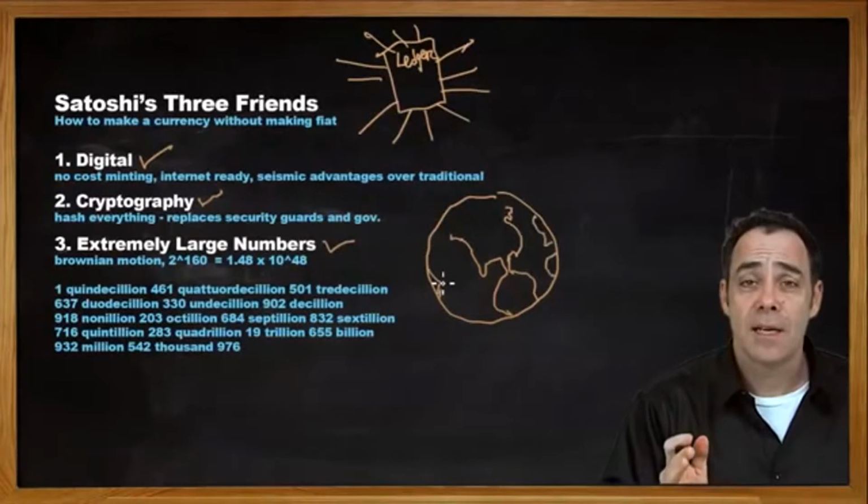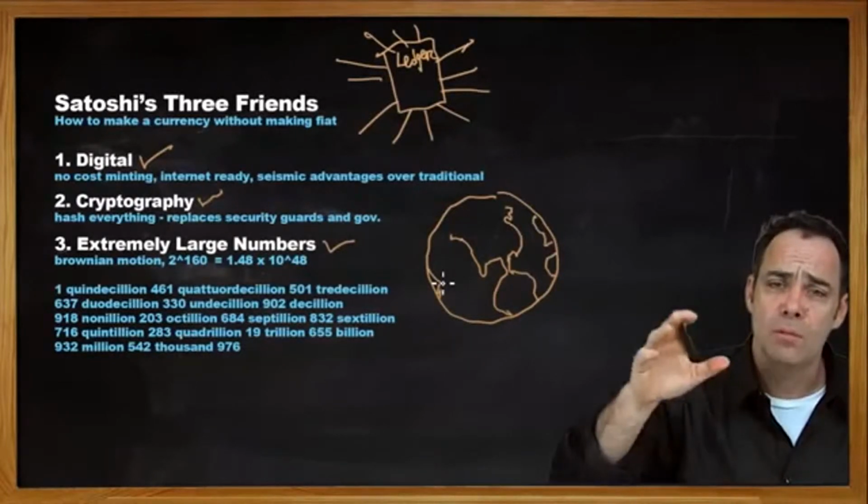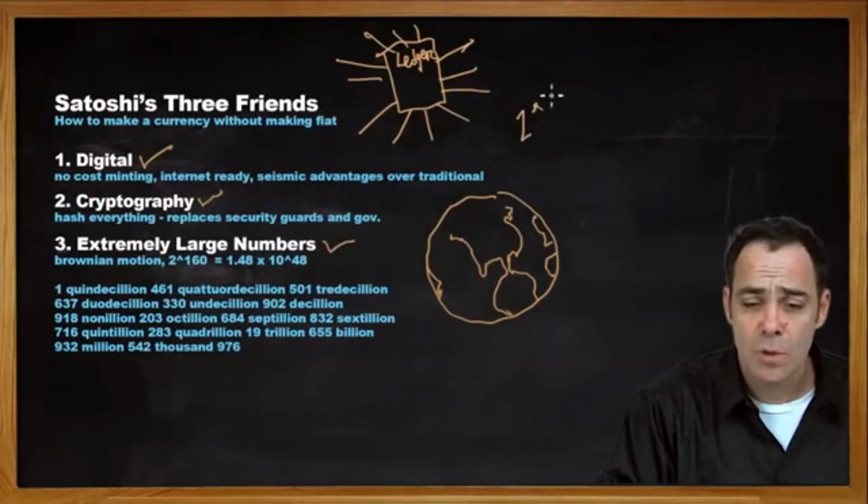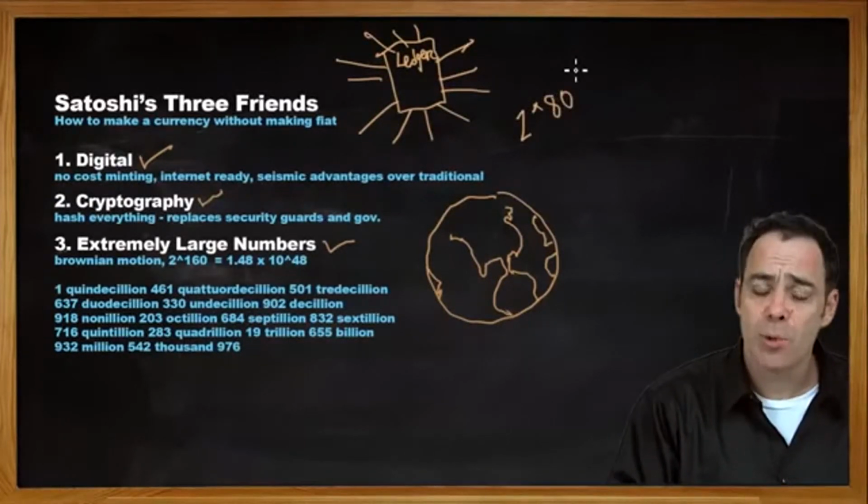Okay, there's a lot of sand on Earth. And he said, well, let's use that number for the amount of accounts. So that number's a big number. It's like 2 to the 80th, okay? That's a pretty damn big number, right?